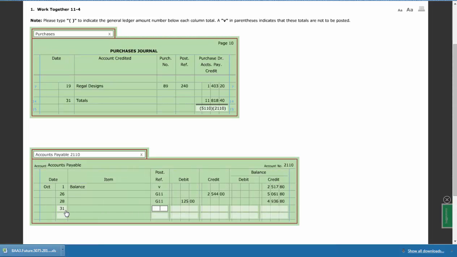The date is the 31st, P10, and we are crediting accounts payable $11,818.40. Previously had a balance of $4,936.80. Add those 2 numbers together.